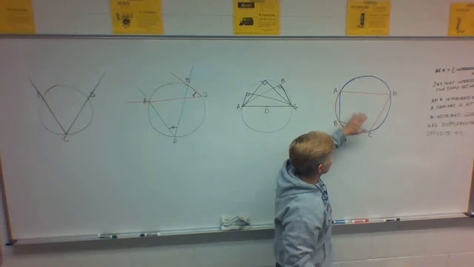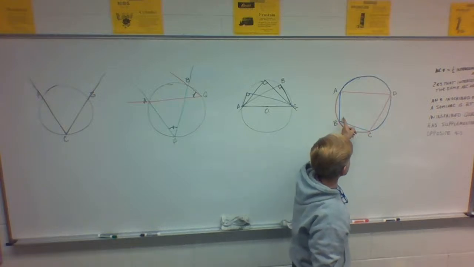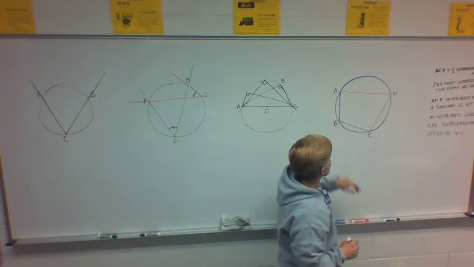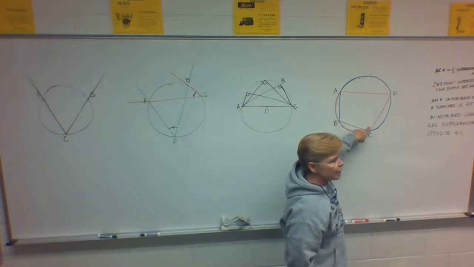Opposite, if it's an inscribed quadrilateral, then opposite pairs of angles, either this pair or this pair, have to be supplementary. So if you know how big angle A is, you can find angle C by simply subtracting it from 180. Do you all agree?